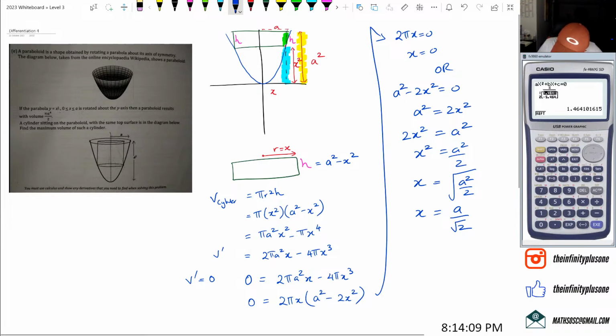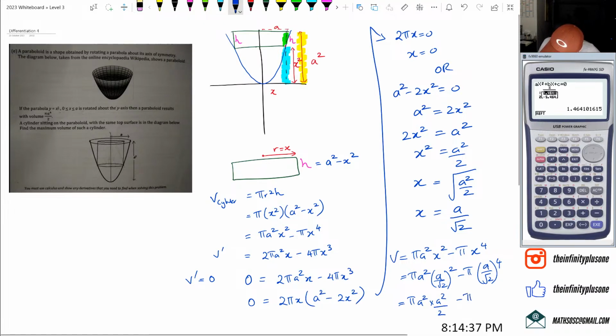Now it's asking us to find the maximum volume. So the volume equation is equal to pi a squared x squared minus pi x to the power of 4. So we're going to get pi a squared times (a over square root of 2) squared, minus pi times (a over square root of 2) to the power of 4. So we're going to get pi a squared times a squared over 2, minus pi a to the power of 4 divided by square root of 2 to the power of 4, which is going to be just 4.